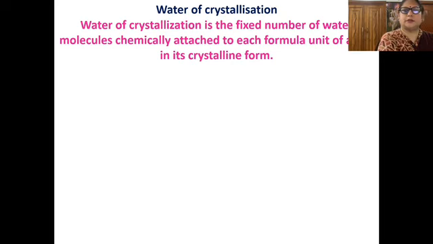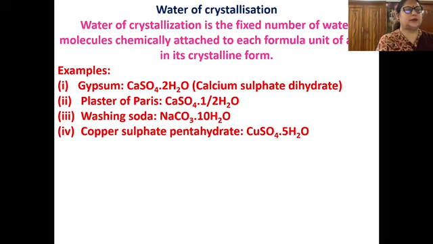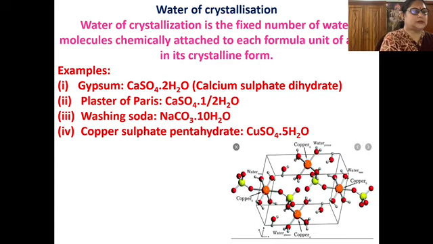So there are some examples of salts where we have water of crystallization. Number 1 is gypsum, calcium sulfate dihydrate, 2 molecules of water are present in the crystal. Then plaster of Paris, calcium sulfate hemihydrate. Then washing soda, already we discussed, sodium carbonate decahydrate, and copper sulfate pentahydrate. This is the crystal structure of copper sulfate pentahydrate.